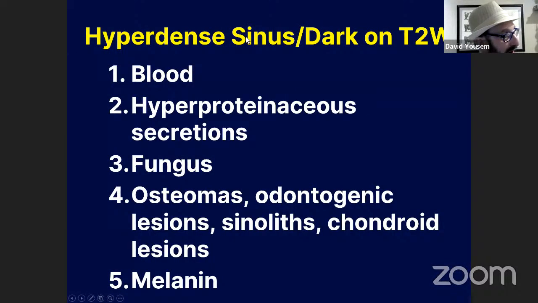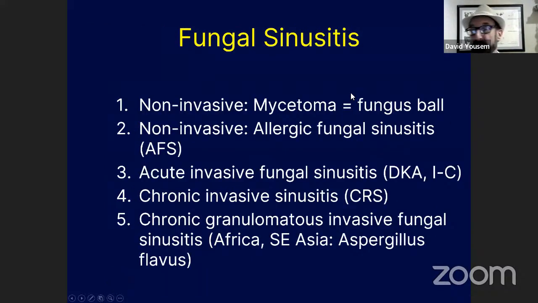The things that are hyperdense on CT but dark on T2 include blood products. It's just like that. Hyperproteinaceous secretions, fungus. You may see that with osteomas or odontogenic lesions, and indeed melanin, which may be bright on T1 and dark on T2 from the melanin, is often hyperdense on CT, in part maybe because it may be hemorrhagic as well. So this was a case of allergic fungal sinusitis, which is not an aggressive, invasive type of fungal sinusitis.